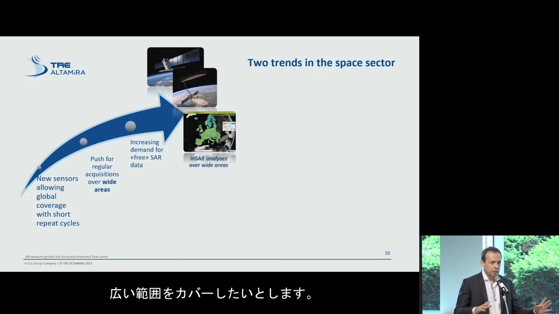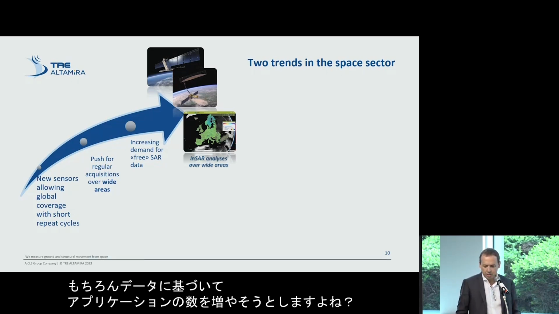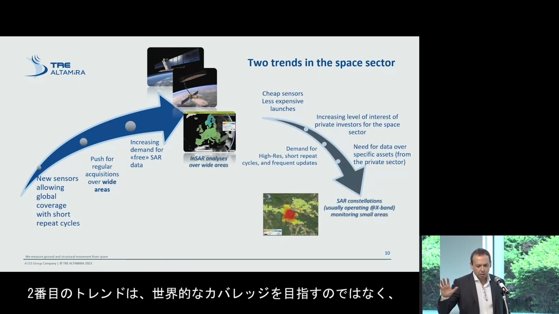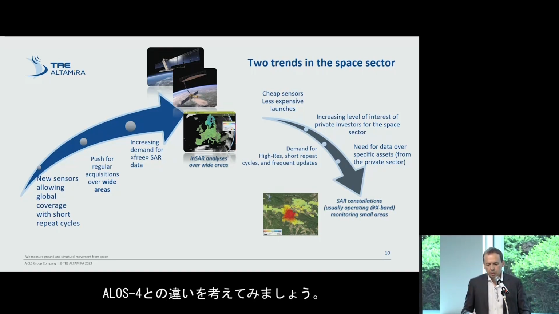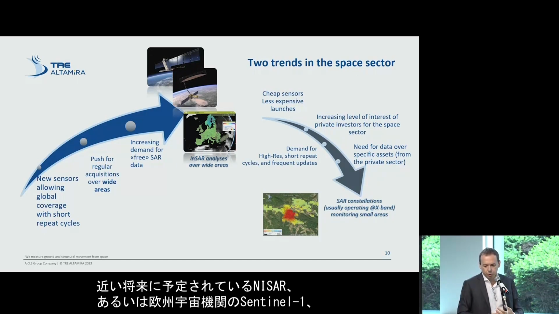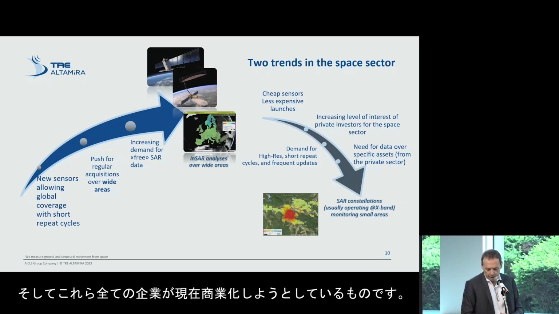So you want to cover wide areas, you want to have global coverage, and you try, of course, to increase the number of applications based on your data, to justify the investment also. The second trend is something not pushing for the global coverage, but trying to have high resolution data covering specific areas of interest. Think about the difference between ALOS-4, InSAR in the near future, or Sentinel-1 by the European Space Agency, and what Capella Space, Synspective, Umbra, and all these different companies are now trying to commercialize.